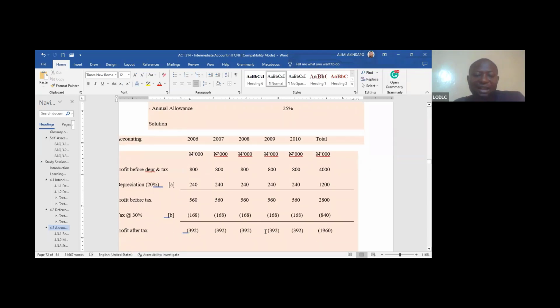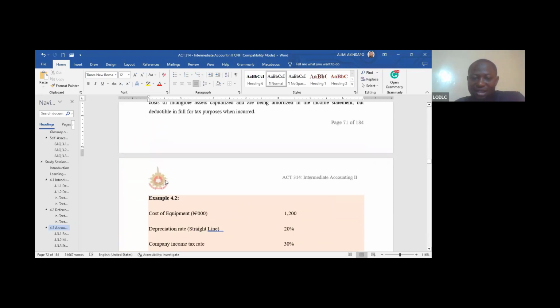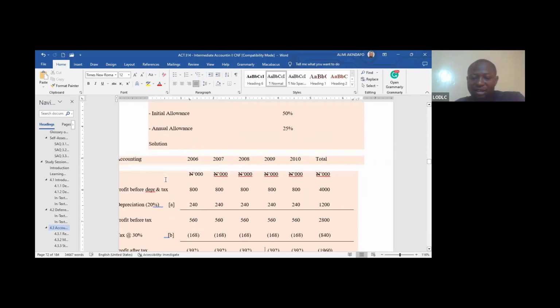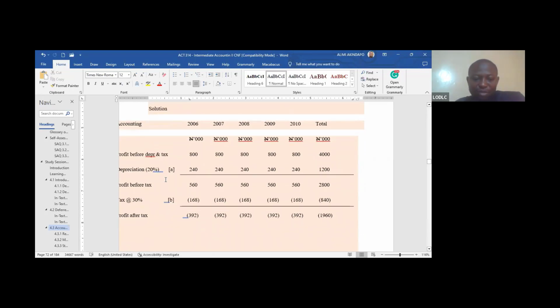So solution. If you look at this, what I just explained is what is being done here. We have profit before depreciation and tax. How many years? We have 5 years, from 2006 to 2010. So depreciation, here this is the straight line method. For the first year we have 240. Then profit before tax, that is when tax has not been deducted. Then after tax has been deducted, 30% of the tax, we have all this. Then profit after tax, we have this.